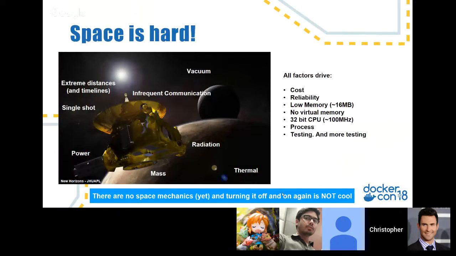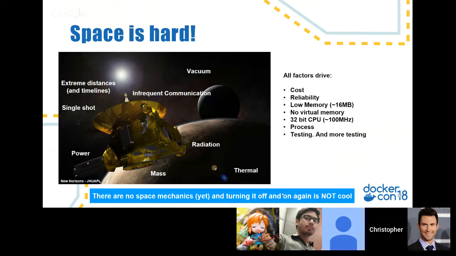So why did we choose Docker? Space has a whole bunch of problems. Space has a whole bunch of things that will kill your spacecraft and cause engineering issues like vacuum and radiation, and you have super low power. Your thermal is all over the place. But all of those factors drive cost and reliability.